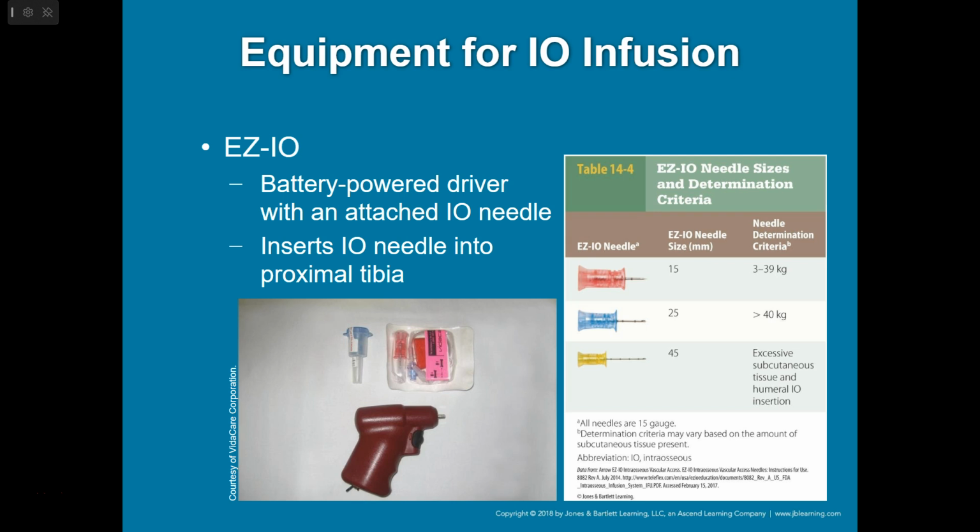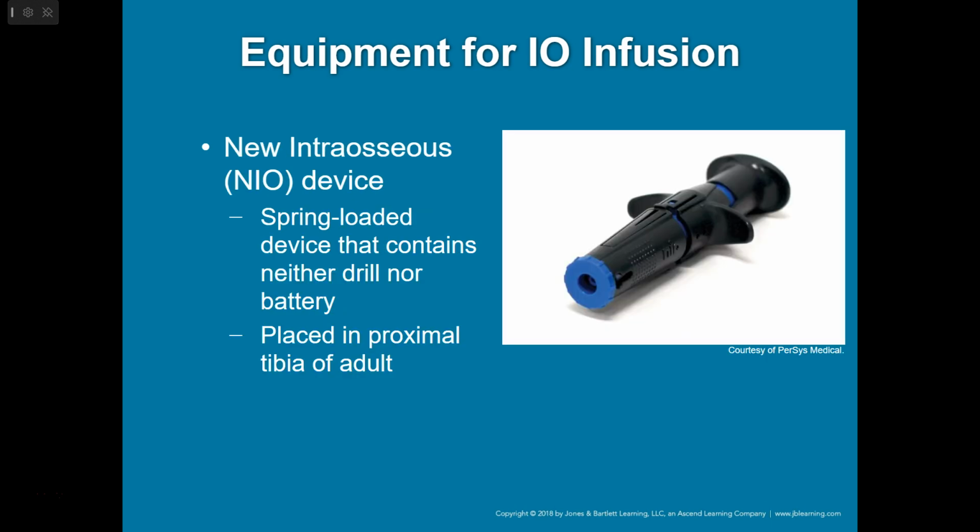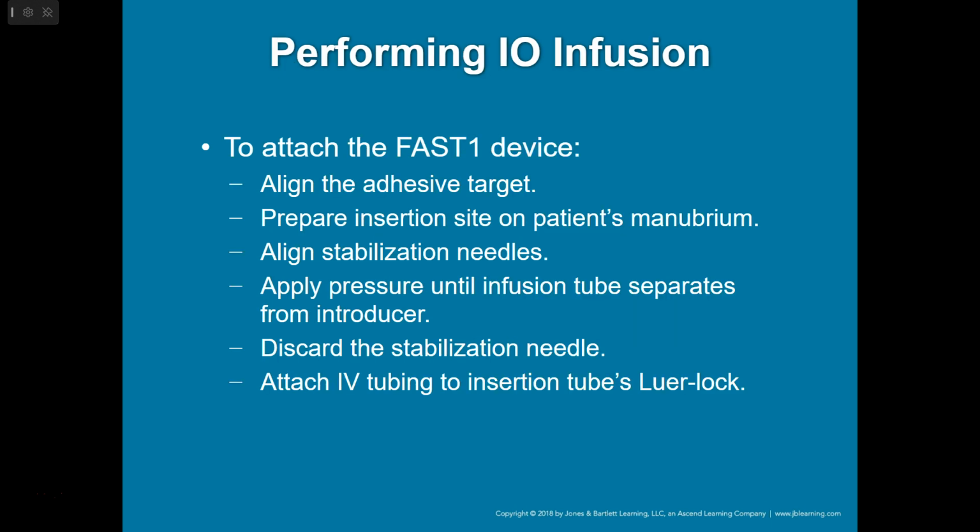And it says there it inserts the IO into the proximal tibia. Just know you can use that EZ-IO in any of those sites. Any IO site. It doesn't have to be that proximal tibia. Again, just another brand. The big spring-loaded device inserts IO into the proximal tibia again. Just a different brand. There's another one, the new intraosseous device. Spring-loaded device that contains neither a drill nor battery. You just push it down and it shoots it in there.